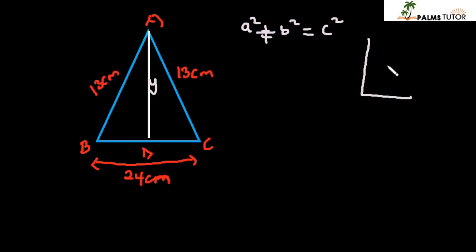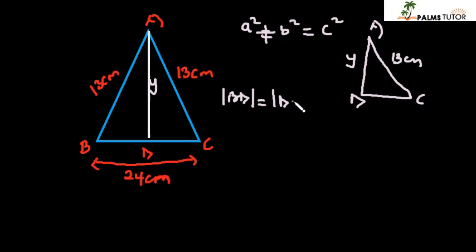Let me bring this out. I want to solve for Y. This is 13 centimeter. This is Y. That's what we are asked to solve for. We do not know DC. But we know that when an isosceles triangle is divided into two, the base is divided into two equal parts, which means that line BD will be equal to line DC.